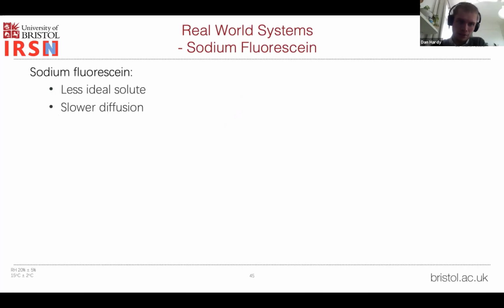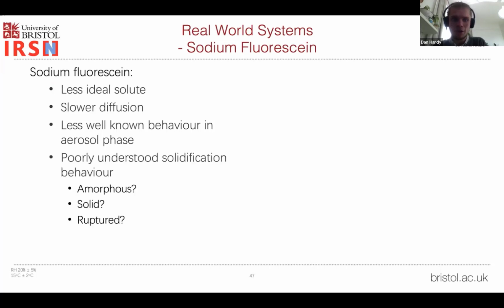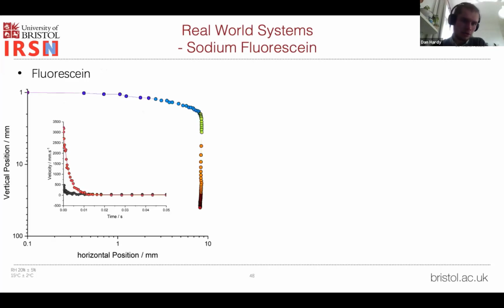However, it's not an ideal solute. It diffuses a lot more slowly than sodium chloride, so we expect different behavior. And we really don't know as well what we're handling. It's a bit more of a let's see what we get experiment. So yeah, lots of range for any interesting results.